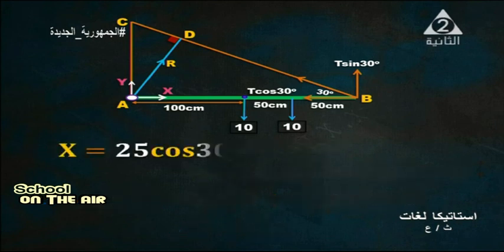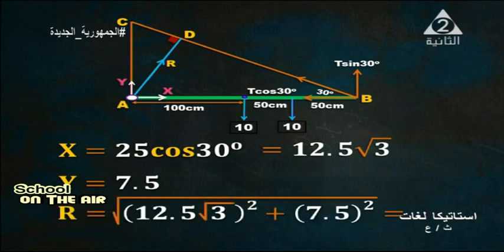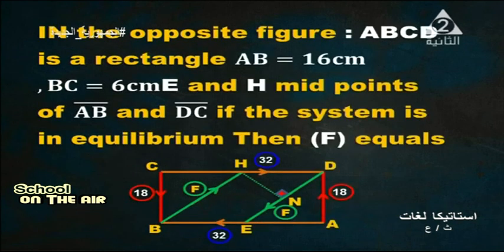Then by substitution in the first equation, X equals 25 cosine 30, cosine 30 is root 3 over 2, then X equals 12.5 root 3. Also, my dear student, Y equals 7.5. What is the reaction of the hinge? Square root of X squared plus Y squared. Therefore, this is the reaction of the hinge.